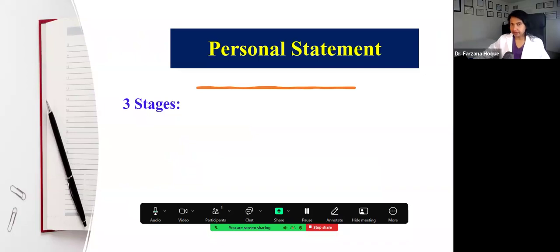I strongly believe there are three stages of writing a personal statement. First, preparation. During this preparation phase, you should sit and write down what will be the structure of your personal statement, and that I will talk more about momentarily.